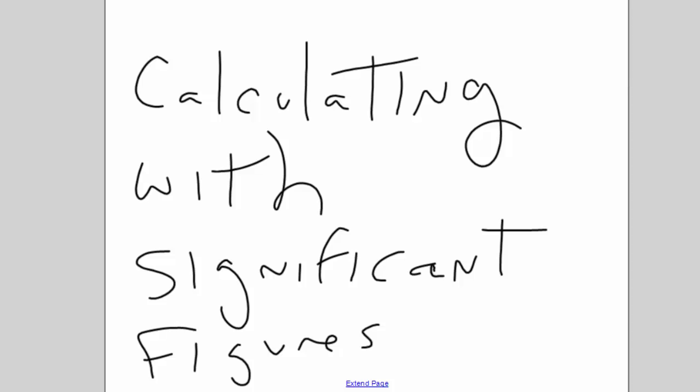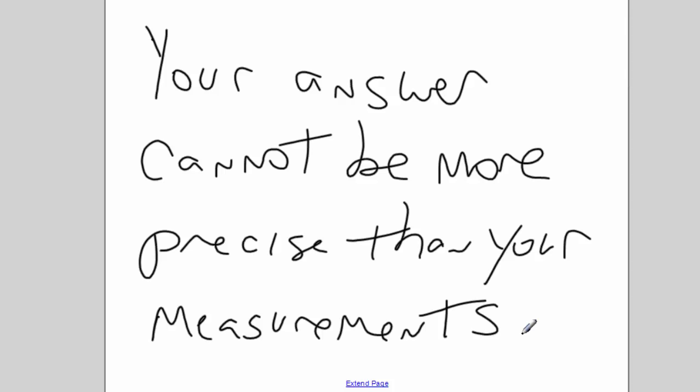Calculating with significant figures. When you have measured something in the laboratory, you almost invariably do math with it. There are two kinds of math to be done: multiplication and division, and addition and subtraction. When you do multiplication and division with significant figures, your answer cannot be more precise than your measurements. That's why it's so important to take the measurements to as many significant figures as you possibly can.